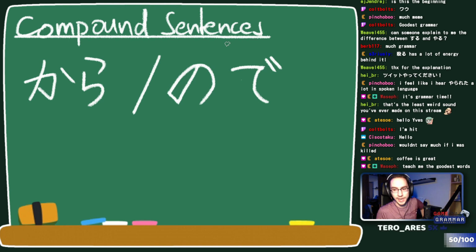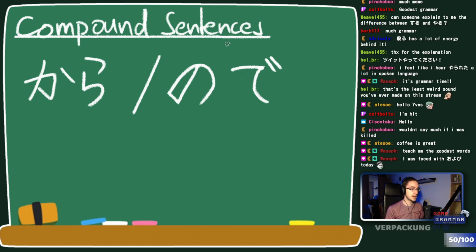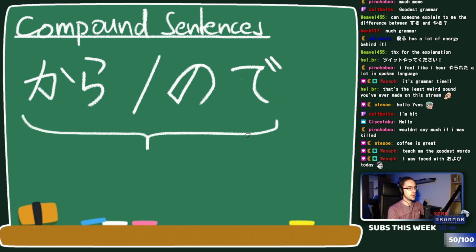I want to give them the time they deserve, because I respect the grammar. Alright, kara and node. These are two very, very important and interesting words. You were faced with oyobi. Yes, oyobi. That's a bit more formal. So what do these mean? Well, both of these sort of boil down to a "because" kind of thing. Because.